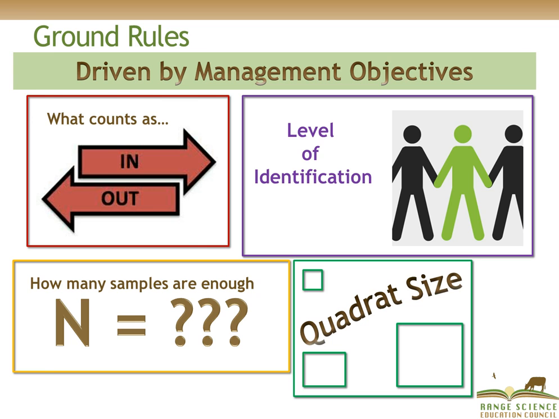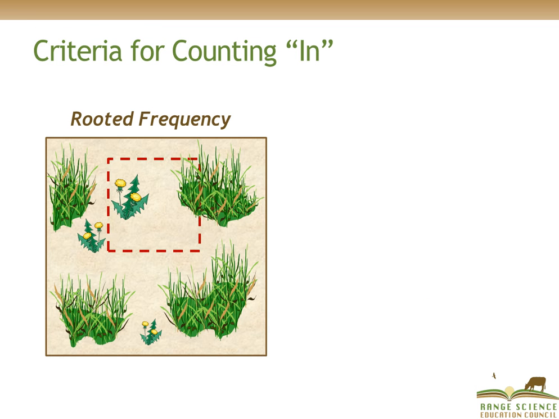Now let's consider the criteria that we use for counting a plant as inside the quadrat. Normally we use the principle of rooted frequency. If a plant has its roots, if it is rooted inside the quadrat, we would count that in the quadrat.